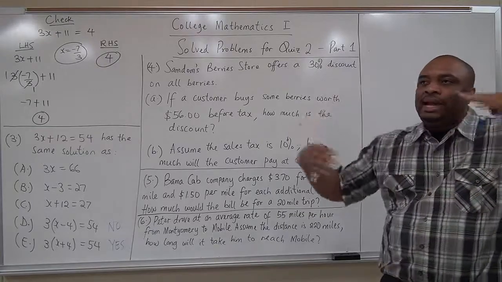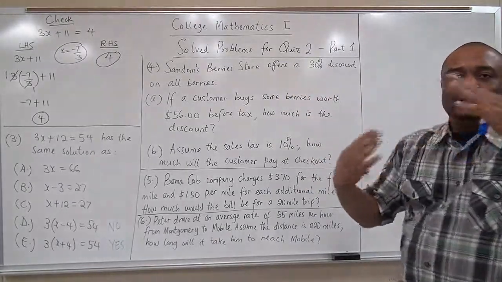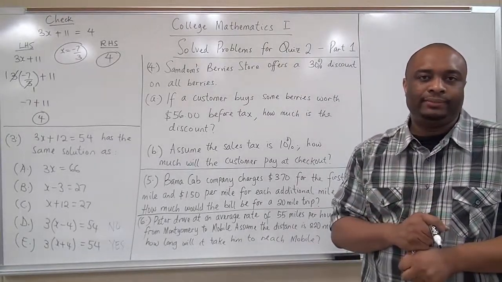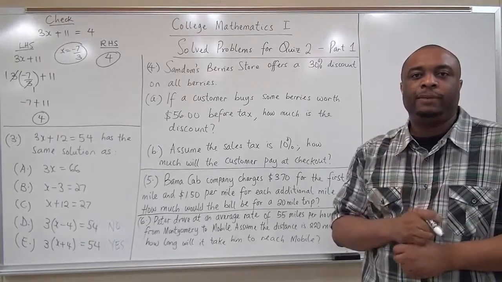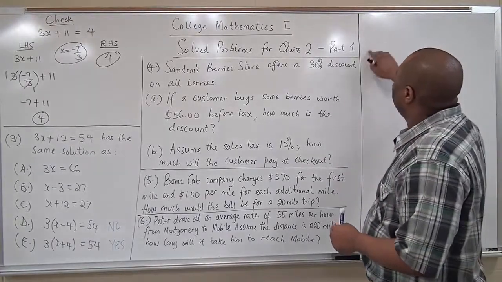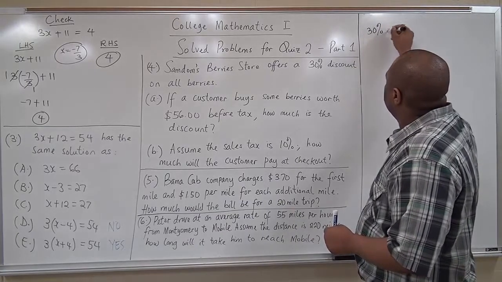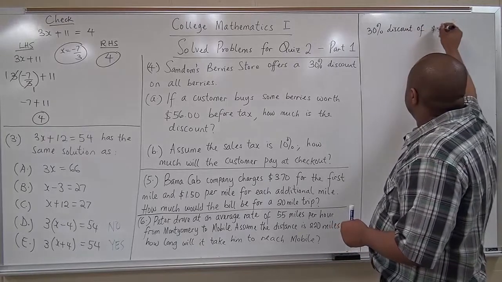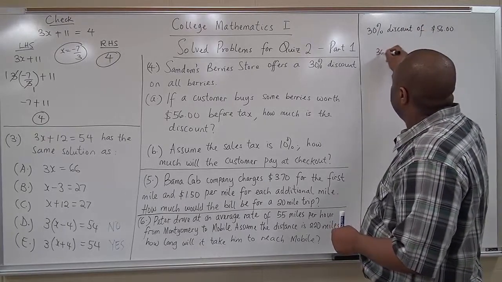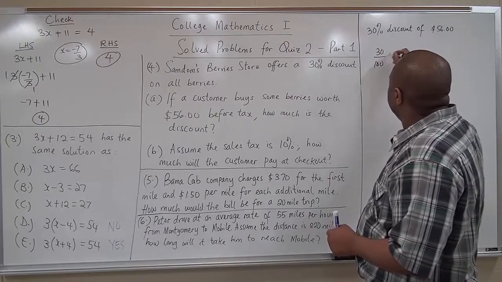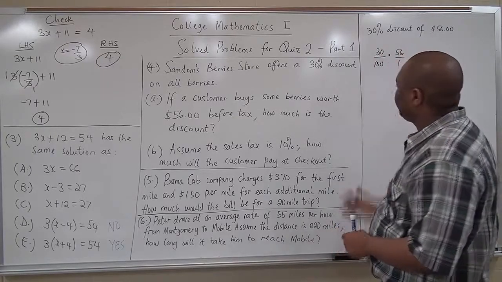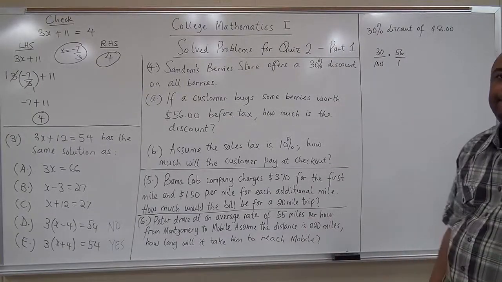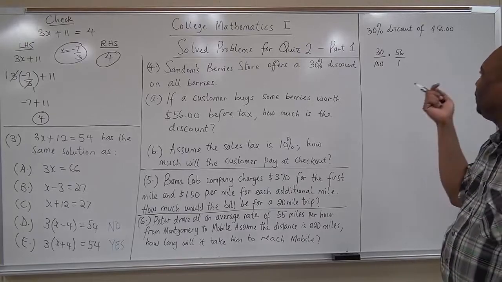Now, when we talk about a 30% discount, this is dealing with percents. So please view my videos on percent. It is important. So the discount is a 30% discount of $56. So let's find 30%. 30% means 30 over 100 times 56 over 1. $56, 30% discount. Okay? So that means 30% of 56.